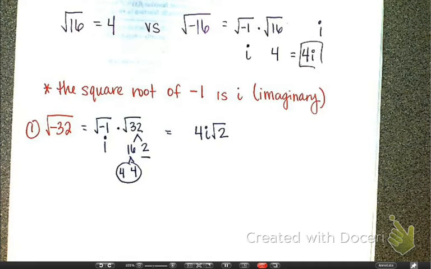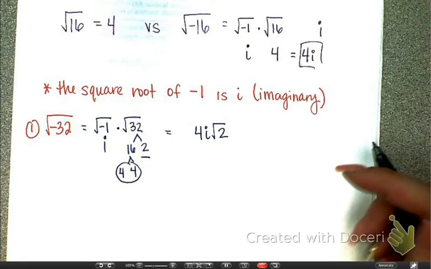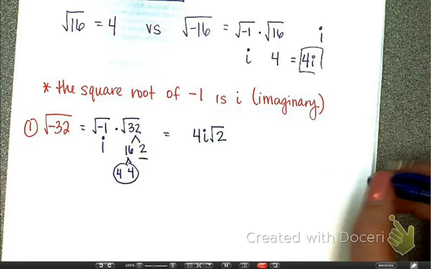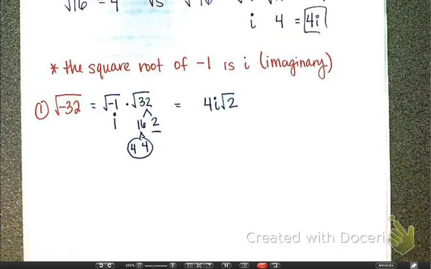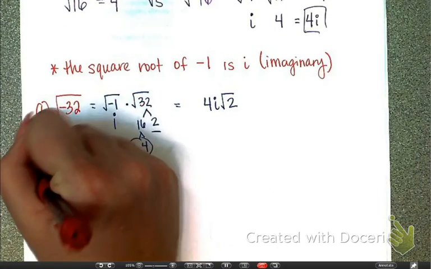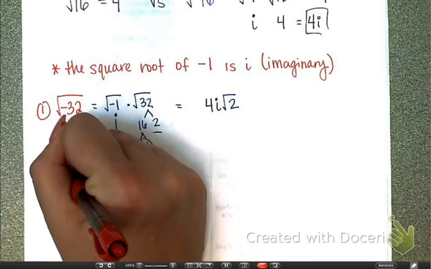Yes, sir. Is your I always on the outside? Never on the inside? It's always going to be on the outside because you're pulling out that negative. So that negative 1 makes it an I on the outside. That's a good question. So don't ever put the I on the inside of the radical. Okay? All right, let's try.